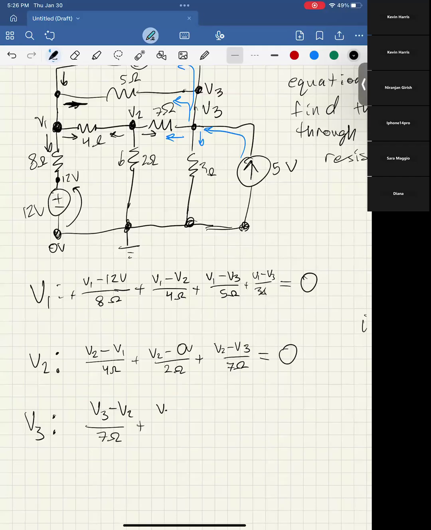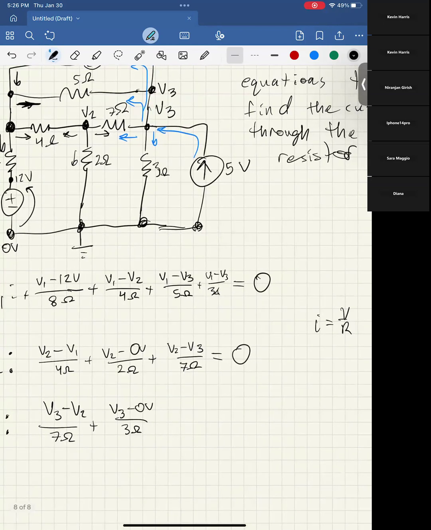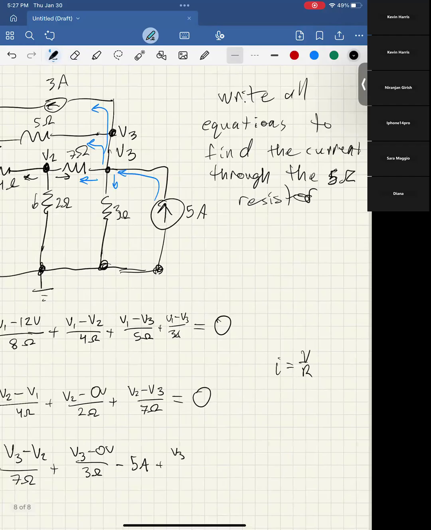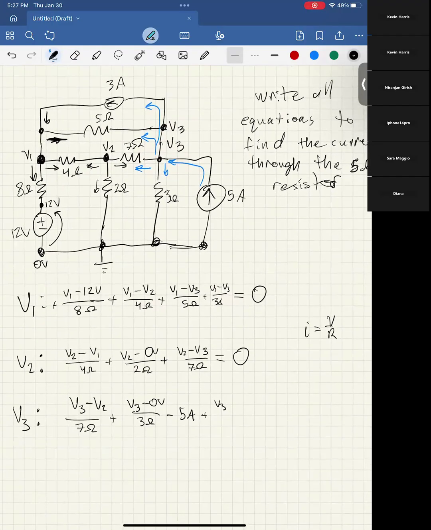And then going down, we have V3 minus 0 volts over 3 ohms. And then coming in from the right, we have a current going into the node. So minus 5 amps. I miswrote that, it's supposed to be amps. And then if we're looking at this 5 ohm resistor here, it's going to be V3 minus V1 over 5 ohms. And then last but not least, for this 3 amp source, that for equation 1 was a, oh, I didn't fix this again. Let me turn that back to what it was supposed to be.